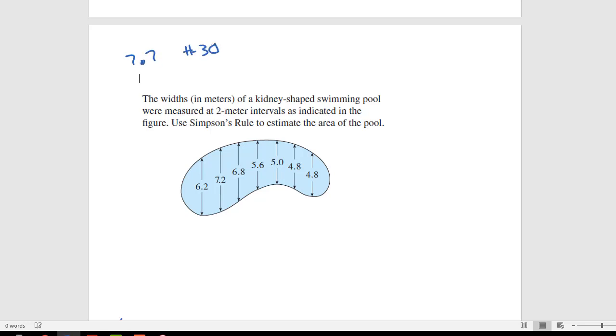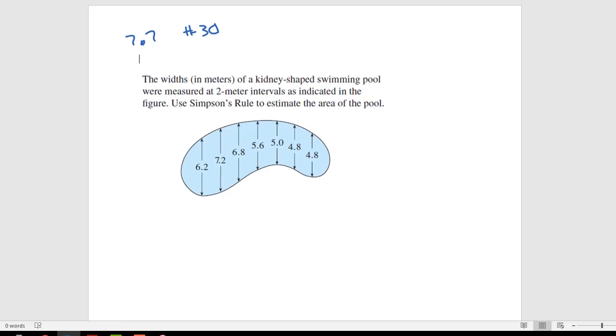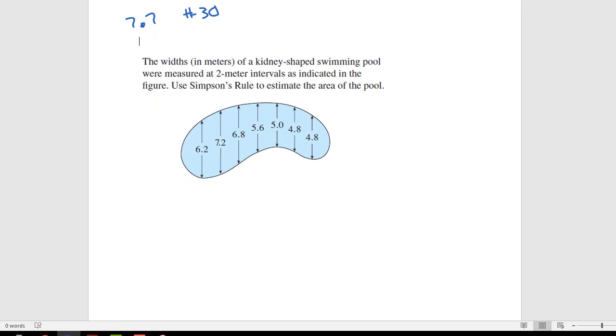Now I'm going to vary this problem a little bit, because in the problem all he says is use Simpson's rule, but I want to practice using trapezoidal and Simpson's. Now if we look at the verbiage of this problem, it says the widths in meters of a kidney-shaped swimming pool were measured at 2-meter intervals, as indicated in the figure. Use Simpson's rule to estimate the area of the pool. So let's do both. Let's do Simpson's rule first, and then we'll come back and use the trapezoidal rule.